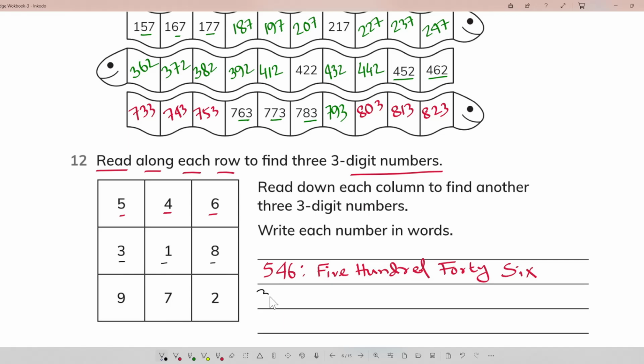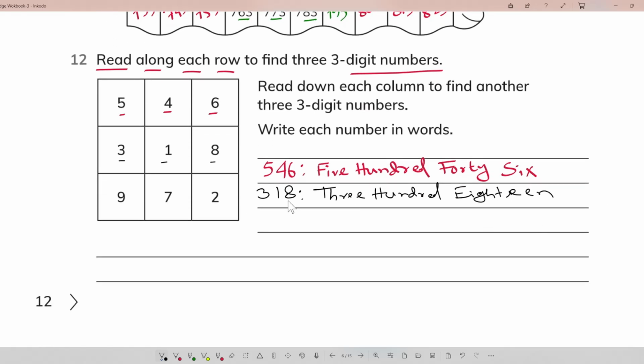And what next? 318, sorry, not 312, 318. So 318. You should be careful about handwriting, and read along each row, find the 3-digit numbers.